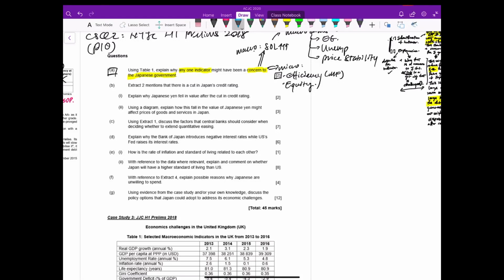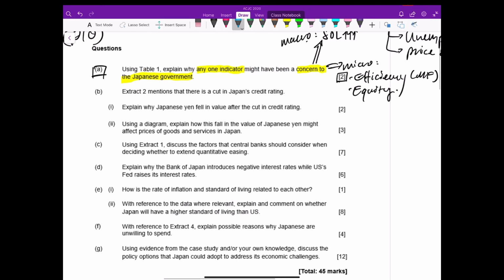Okay, let's continue on with question B. Extract 2 mentions that there is a cut in Japan's credit rating. Explain why Japanese yen fell in value after the cut in credit rating. So let's identify the type of question this is. Explain why Japanese yen fell.